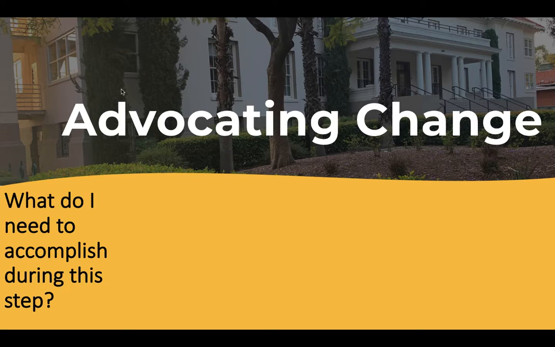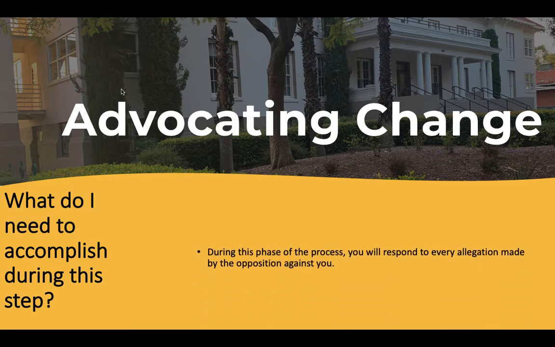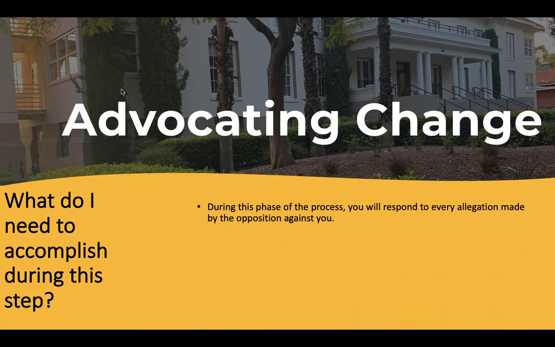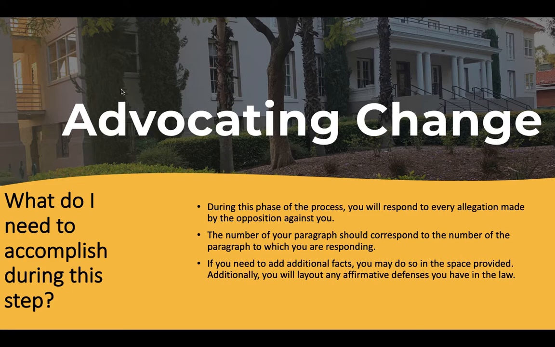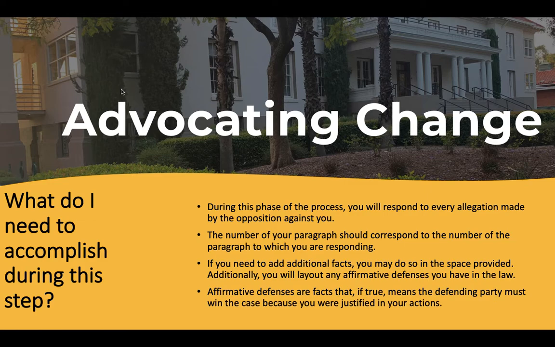What do I need to accomplish during this step? During this phase of the process, you will respond to every allegation made by the opposition against you. The number of your paragraph should correspond to the number of the paragraph to which you're responding. If you need additional facts, you may add them in the space provided. Additionally, you will lay out any affirmative defenses you have in the law. Affirmative defenses are facts that, if true, mean that the defending party must win the case because you were justified in your actions.